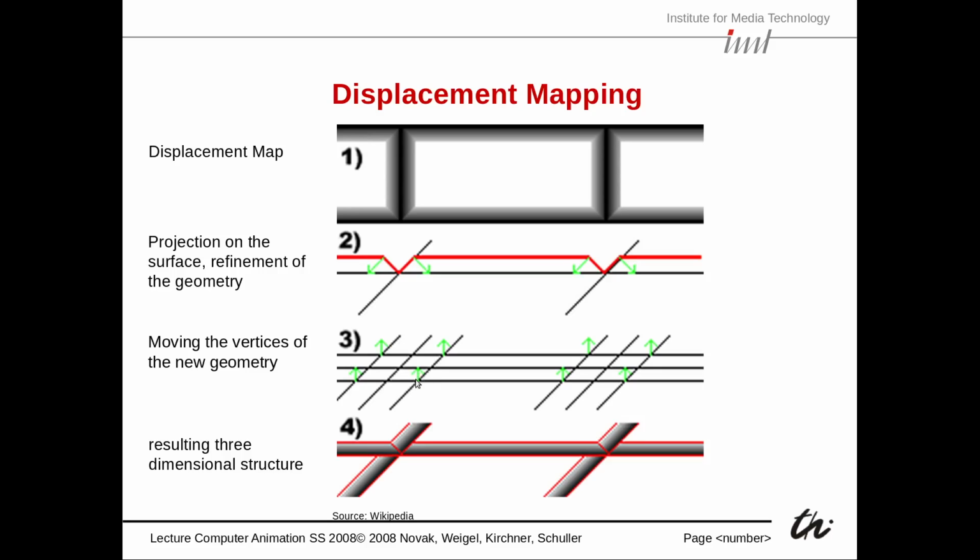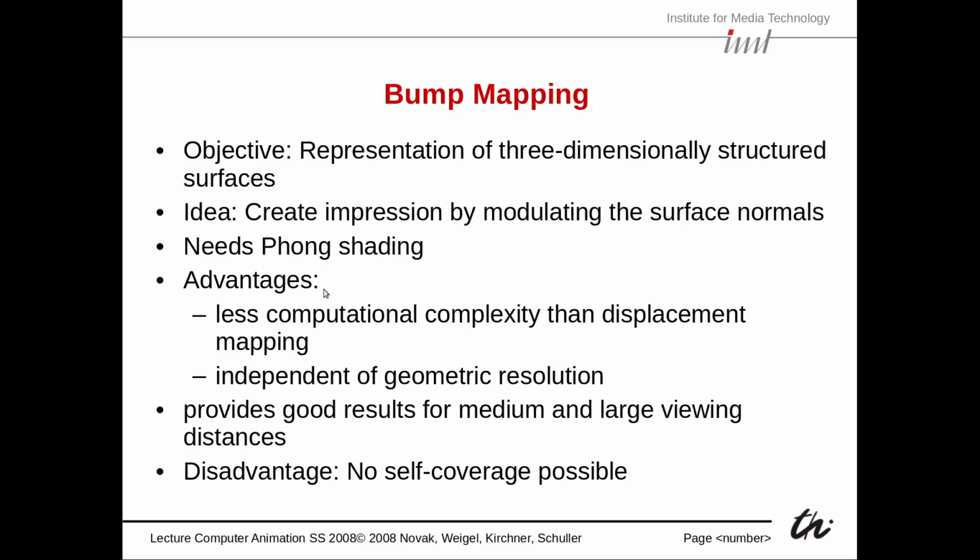So you really need to have vertices for this to work. And this is then the resulting three-dimensional structure. Then we have bump mapping. The objective here is the representation of three-dimensionally structured surfaces. The idea is to create the impression by modeling the surface normals, right? And this needs Phong shading, which we will see later. The advantages are that it's less computationally complex than displacement mapping, and it's independent of geometric resolution.